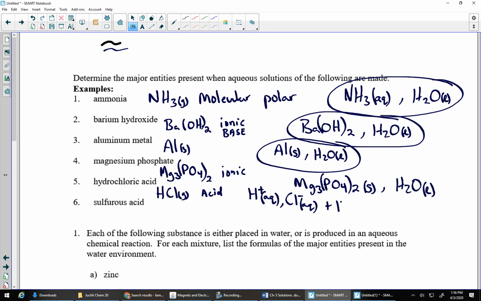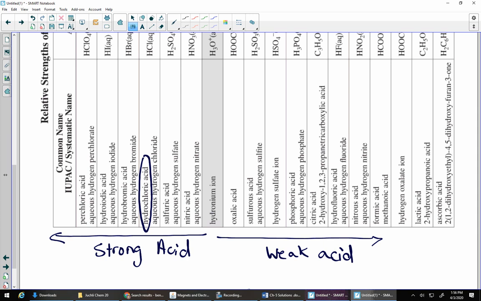And of course, H2O as a liquid. H2O is always one of the major entities. Last one here, sulfuric acid. Again, I got to check sulfuric acid. Is it strong or is it weak? So we search the table over here. Got to turn my head totally sideways. Oh, there it is. Actually pretty easy to find.